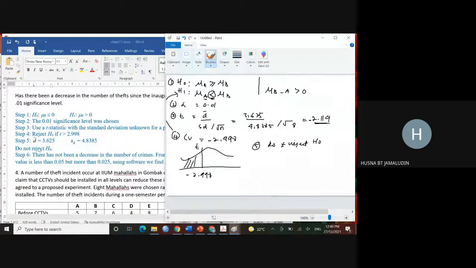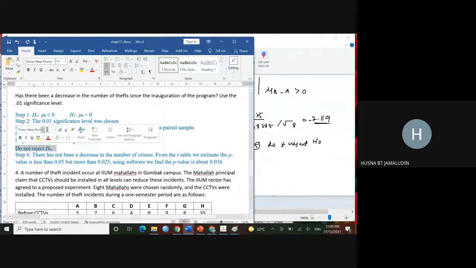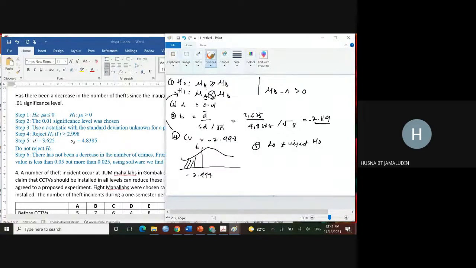If you look at here, the answer is do not reject the H0 because they are looking at the bigger side. So all the values for the T and CV are positive. That's fine, it depends on our hypothesis. And number 6, because we do not reject the H0, the interpretation is we failed to show that the mean after the program is actually smaller than the mean before the program. That's it.